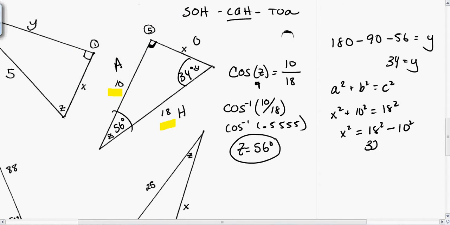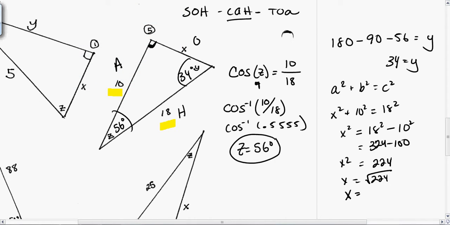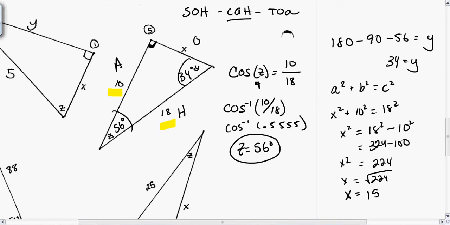18 squared is 324, minus 100 is 224. And then I'm going to take the square root of 224. It's 14.966. And if I round to the nearest 10th, my 9 is going to round up to 10, which will make my answer 15. I'm not going to include the negative root here. I'm not going to write plus or minus 15, because I'm talking about a measurable triangle in 3D space. So I don't have to worry about the negative root in this case.